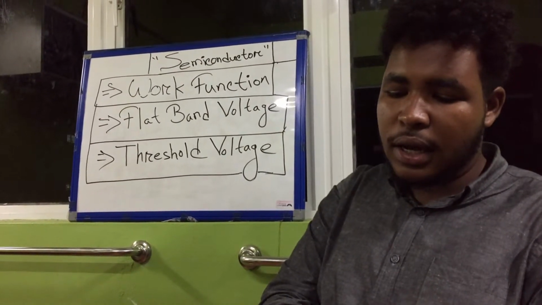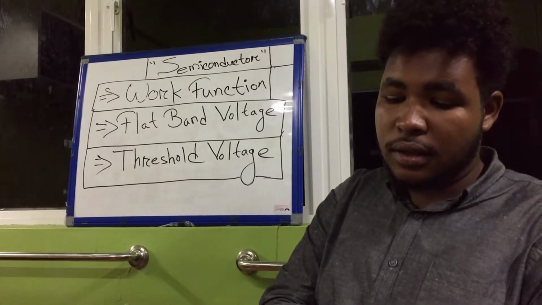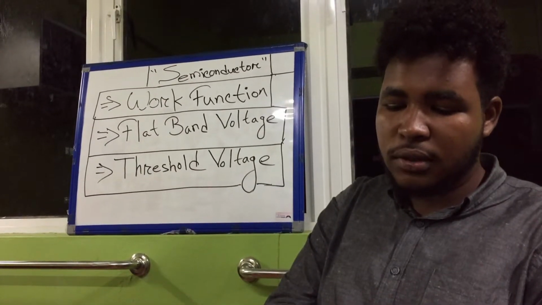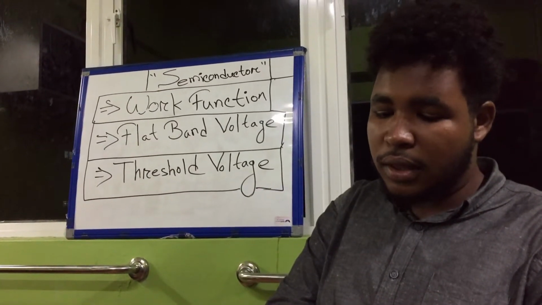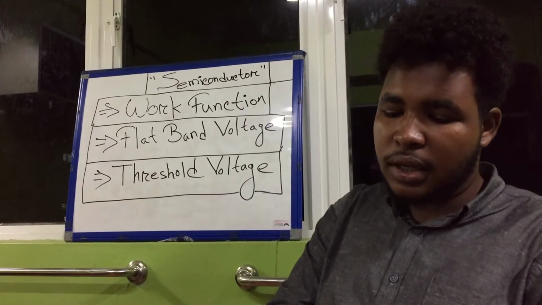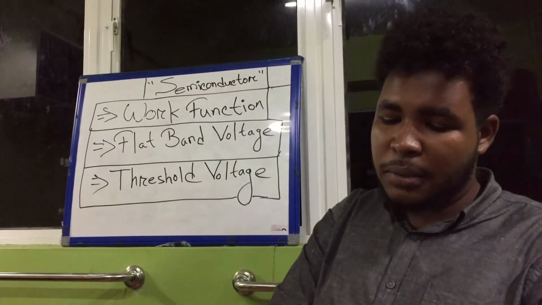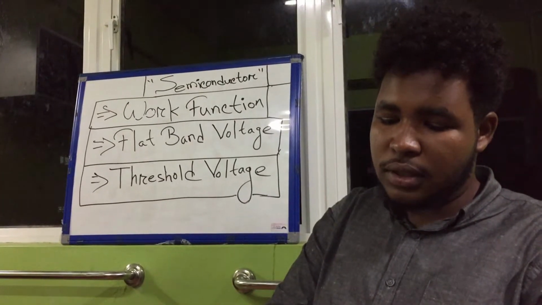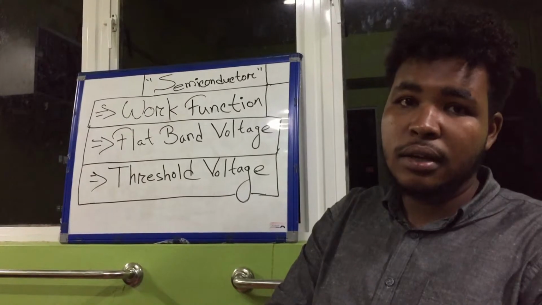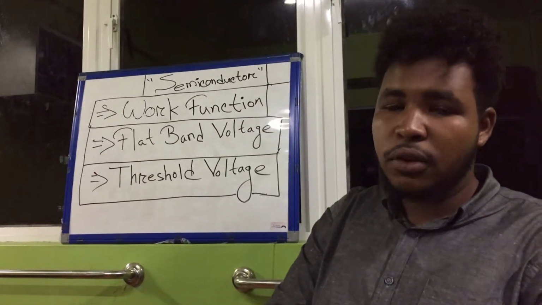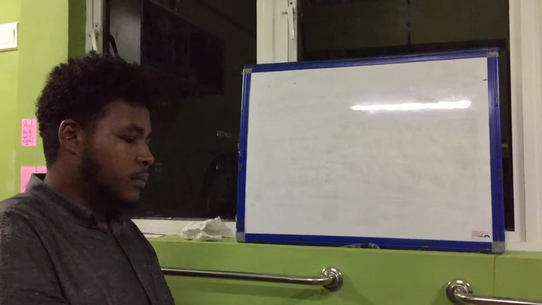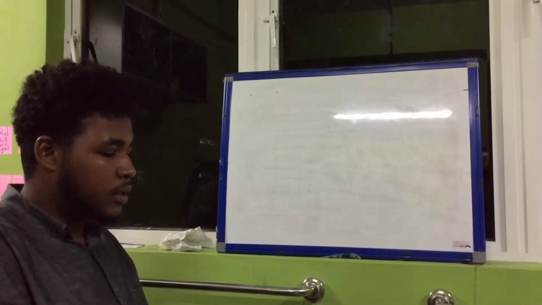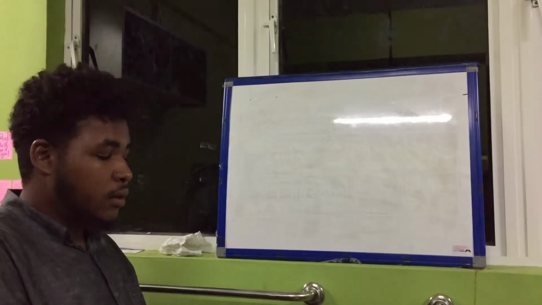Vt MOS is the ideal threshold voltage. That means no work function differences between the gate and substrate materials, and VFB is the flat band voltage. Vt MOS is positive for NMOS and negative for PMOS. Now I'm going to give you a little bit of explanation or calculation for this one.